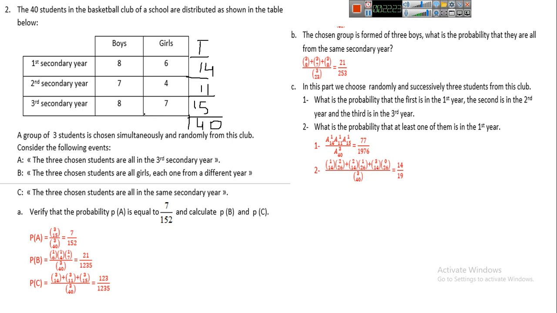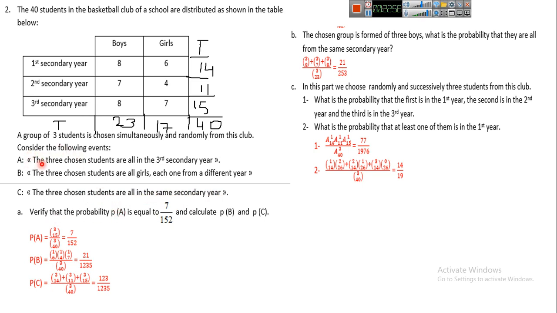How many girls do I have as a total? I have 17. Here I have 23. This is the total of boys and girls. Okay. A group of 3 students is chosen simultaneously and randomly from this club. Consider the following events. A, the three chosen students are all in the 3rd secondary year. B, the 3 chosen students are all girls, each from a different year. C, the 3 chosen students are all in the same secondary year. Verify that probability of A.